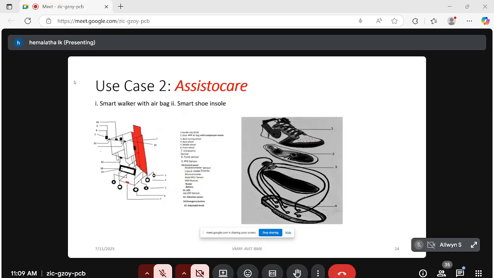If elderly people, like the elderly community, have Parkinson's and gait problems, we can use this walker as well as the smart shoe, and collect the positions of the elderly people, and if any abnormality happens, it is immediately conveyed to the family member, and care can be provided. And this smart walker is embedded with an airbag also. If they are going to fall, the airbag system will immediately open, and head injury can be prevented.